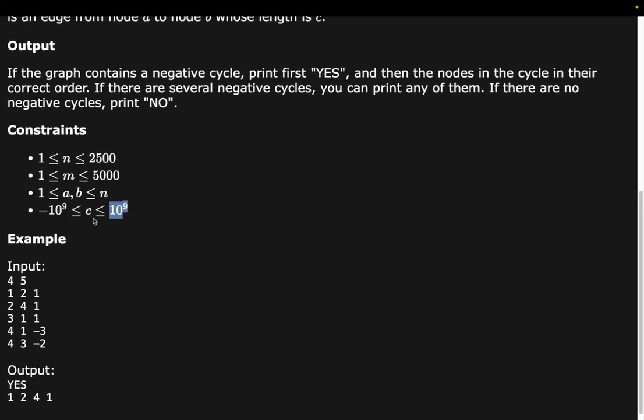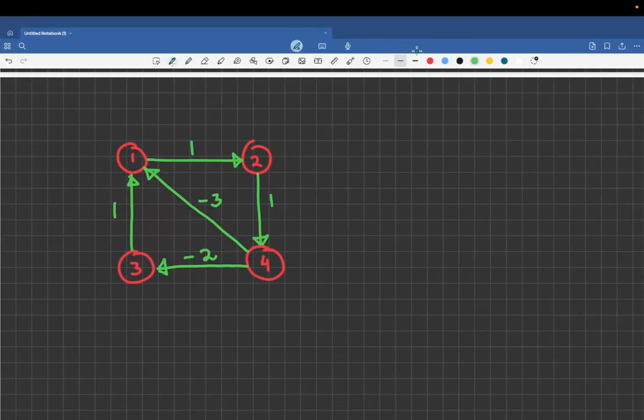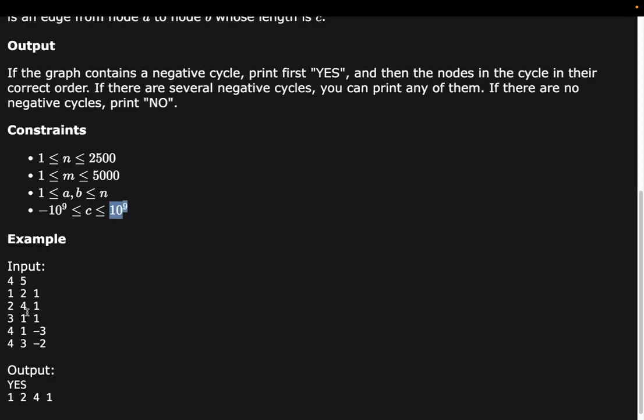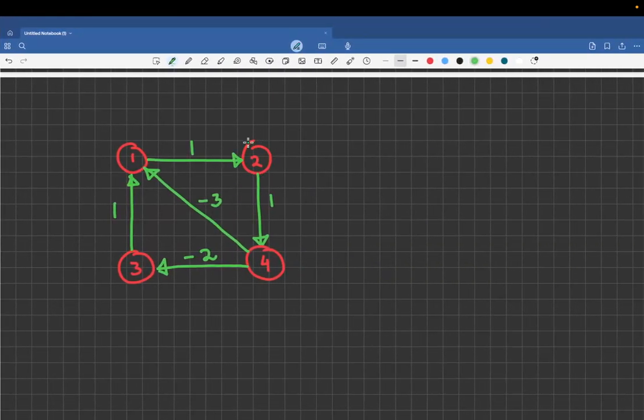So let's first try to understand what the problem is and then we can see how we can actually solve this. I have just copied the input that is given in the problem and drew it in the form of a graph. So this is how your input looks like.